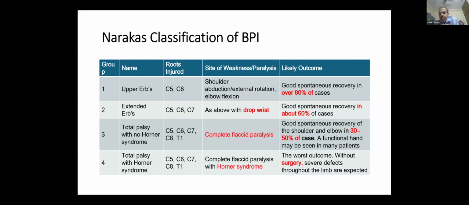So if fewer nerves are involved, if only C5, C6, then mostly 80% recover. If there is wrist drop but other things are not there, then again about 60% recovery. But if there is complete paralysis, then 30 to 50% chances of good recovery. And if Horner syndrome is also there, then it is still a very bad prognosis.